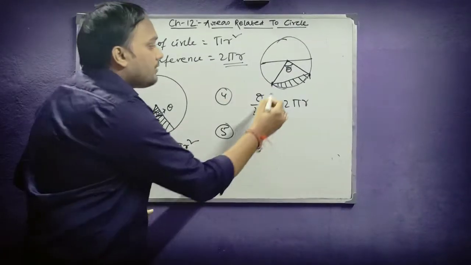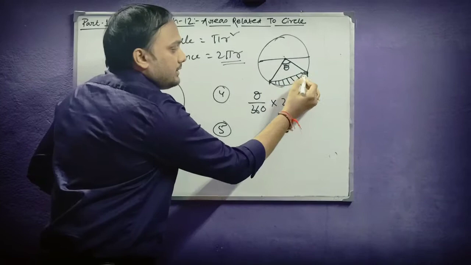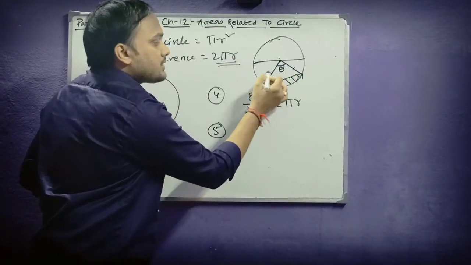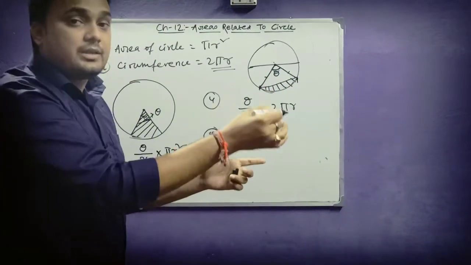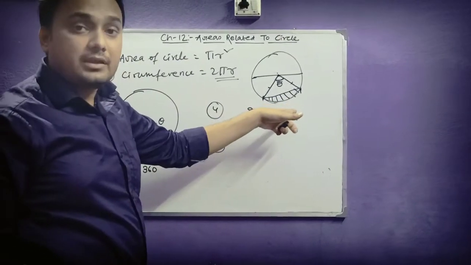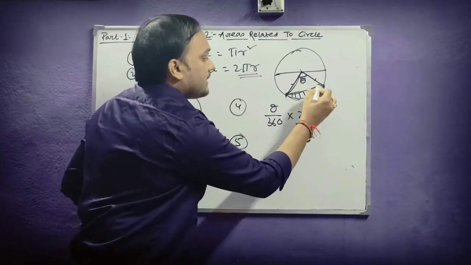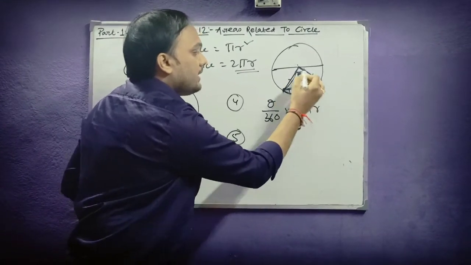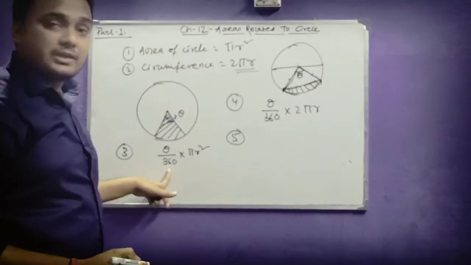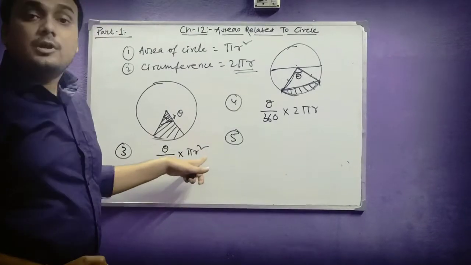There is no doubt that this is a triangle here. This is a triangle with two arms being the radius and the third arm being the chord of the circle. So this is a triangle, and this complete portion is a sector whose area is equal to theta by 360 degrees into pi r square.